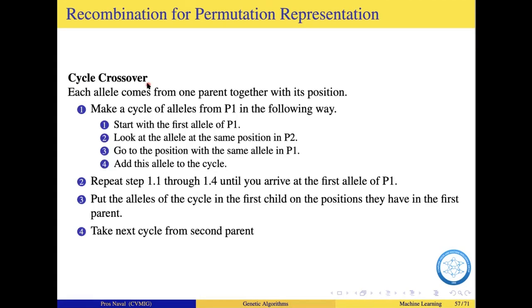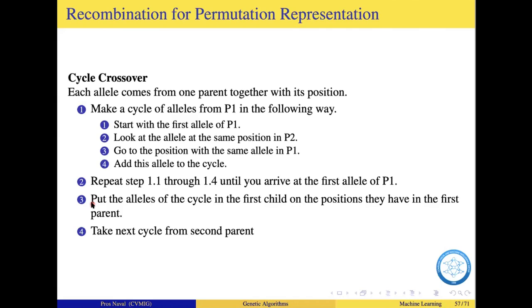Another recombination operation for the permutation representation is the cycle crossover. Here, each allele or gene comes from one parent together with its position. To do that, we make a cycle of alleles from P1 in the following way. Start with the first allele of P1, look at the allele at the same position in P2. You go back to the position with the same allele in P1, add this allele to the cycle, and we keep on repeating this until you arrive at the first allele of P1.